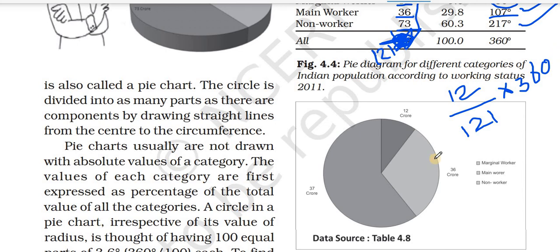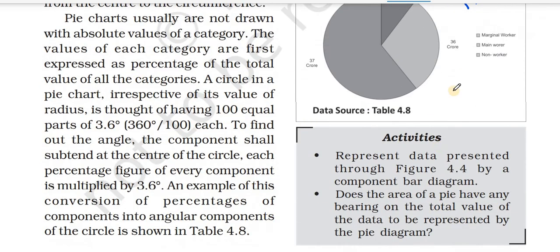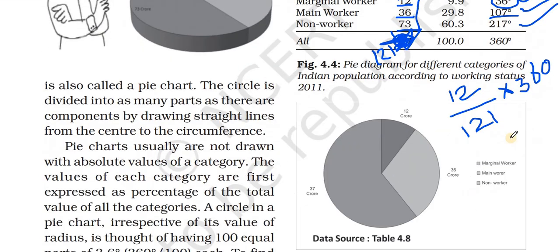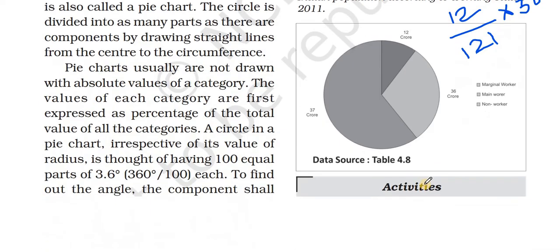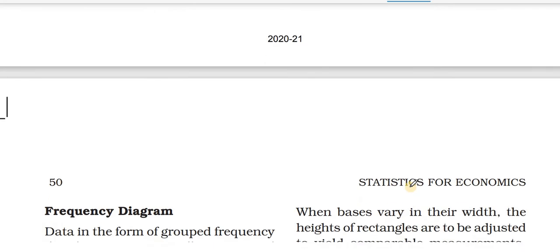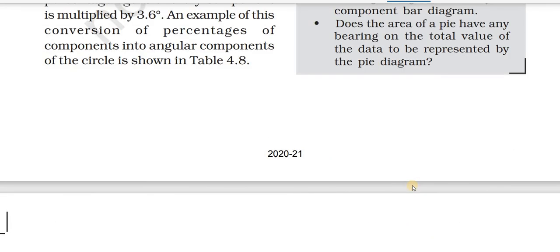From that we need to draw this diagram. First we need to draw a circle. Then from the angular components, the first one is 36 degrees. You need to mark a line here, then find 36 degrees of this diagram. After that, from there you find the next one, 107. Then the next one, 217. Like this, you can use a compass and protractor and draw this diagram. This is the pie diagram.